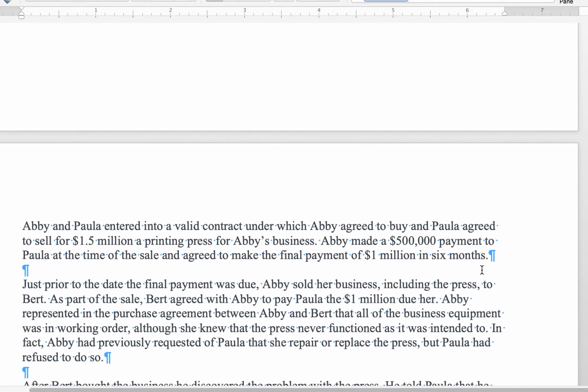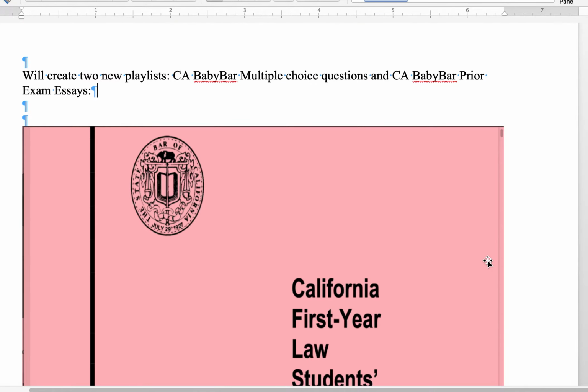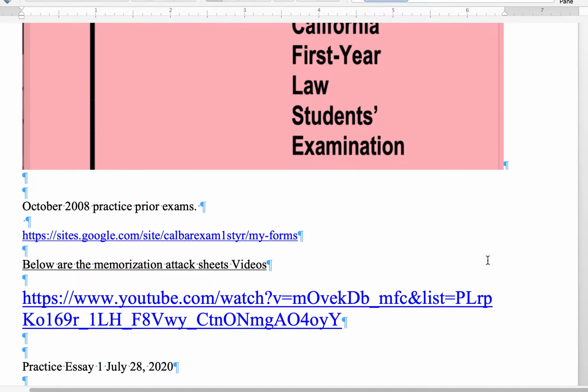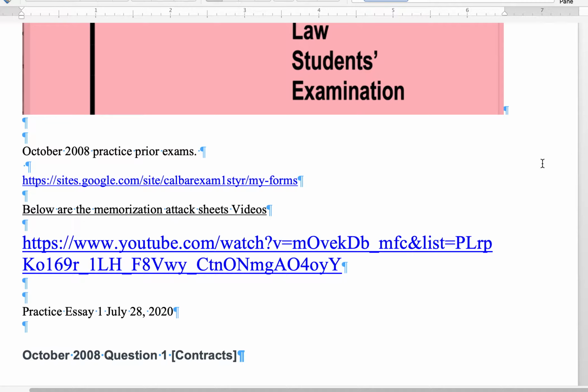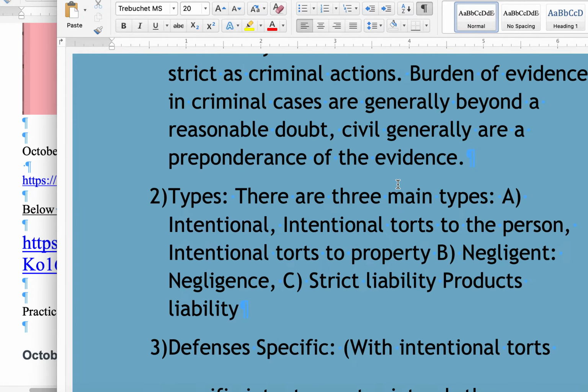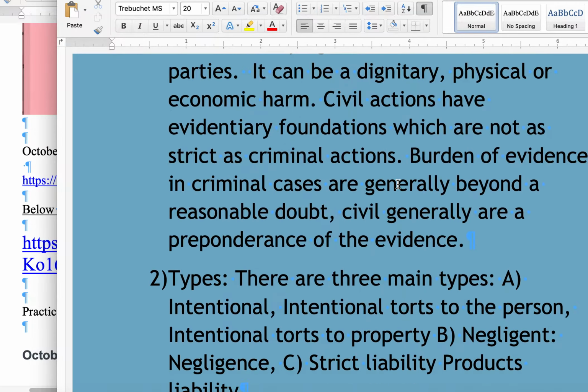So basically, she's going to be doing these student exams. If you want to follow along, you're welcome to. And what you can do is go to this site where I have forms, and I probably should put the memorization attack sheet up that I'm using, but I'm still tweaking it and refining it.